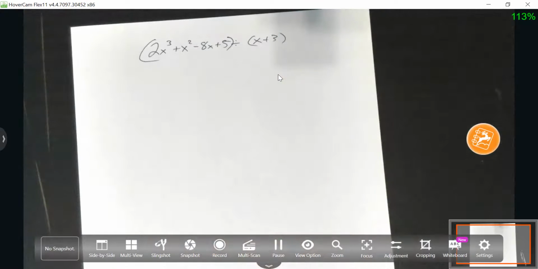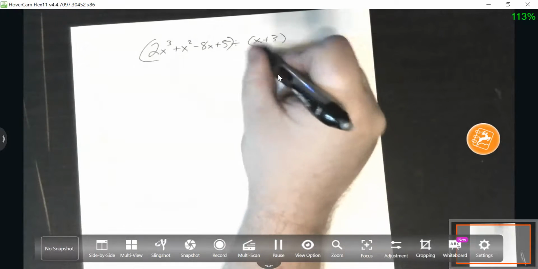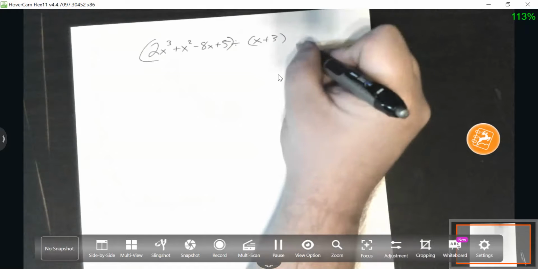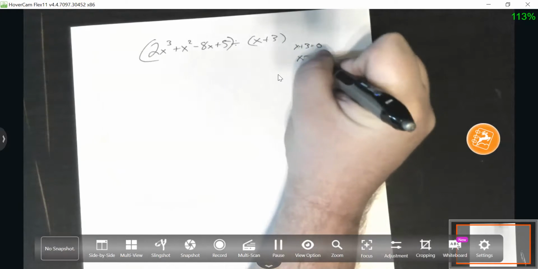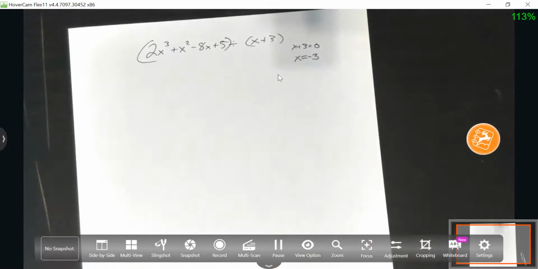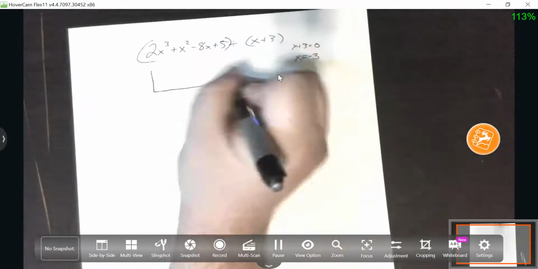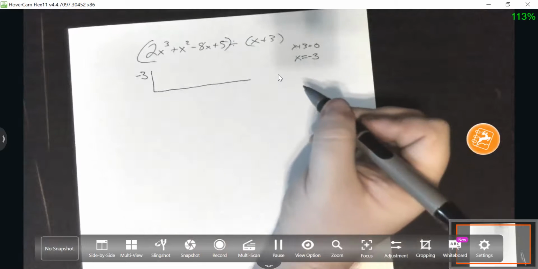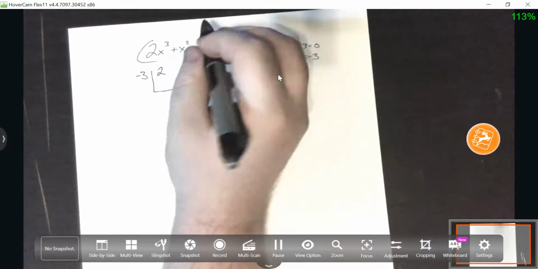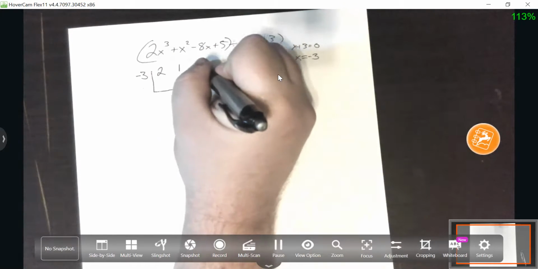So let's say we had 2x cubed plus x squared minus 8x plus 5, and we're going to divide it by x plus 3. Well, using synthetic division, what I can basically do is take the factor from this guy. So if we had x plus 3 equals 0, that means x would be equal to negative 3. So I'm going to use negative 3 in our synthetic division thing that we did before. So I take my negative 3 out here, and now I'm going to write down the coefficients just like we did before: 2, 1, negative 8, and 5.